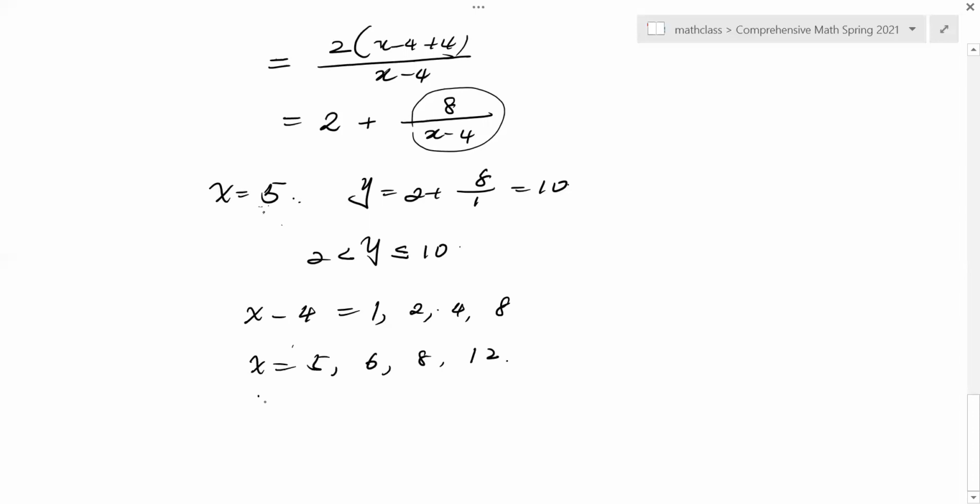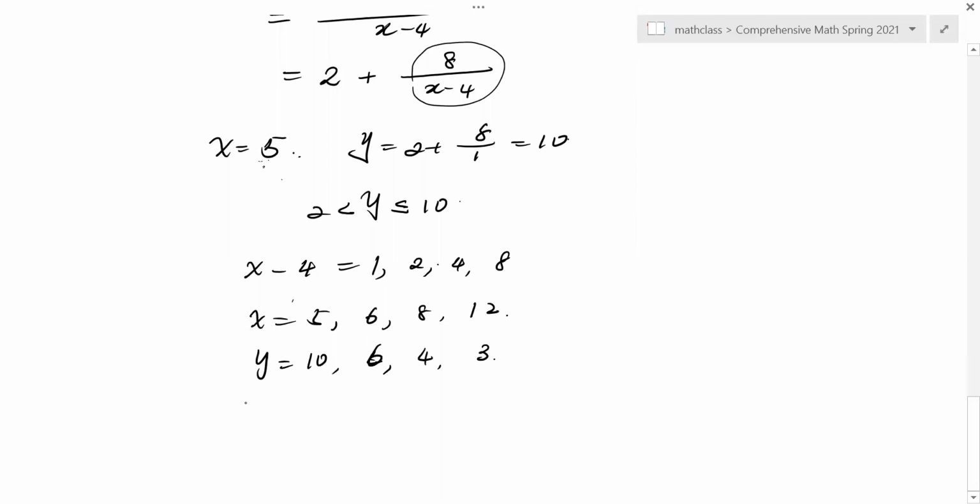In each case, you get the y value. When x is 5, y is 10. When x minus 4 equals 2, 8 divided by 2 is 4, 4 plus 2 is 6. Then the next is when x minus 4 is 4, it's 2, 2 plus 2 is 4. Then x minus 4 is 8, it's 3.